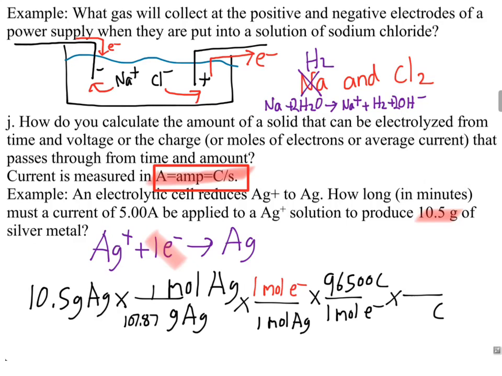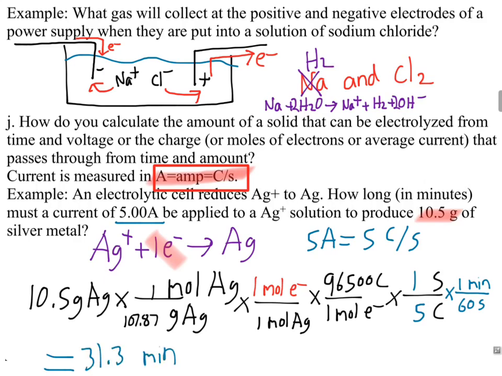So now that I have coulombs, I can use my amps conversion to go from coulombs to seconds. This problem says 5 amps, so that means 5 coulombs per 1 second. So I'll put 5 coulombs on the bottom, 1 second on the top. Finally, the problem says find it in minutes, so we'll convert to minutes. And we get 31.3 minutes.